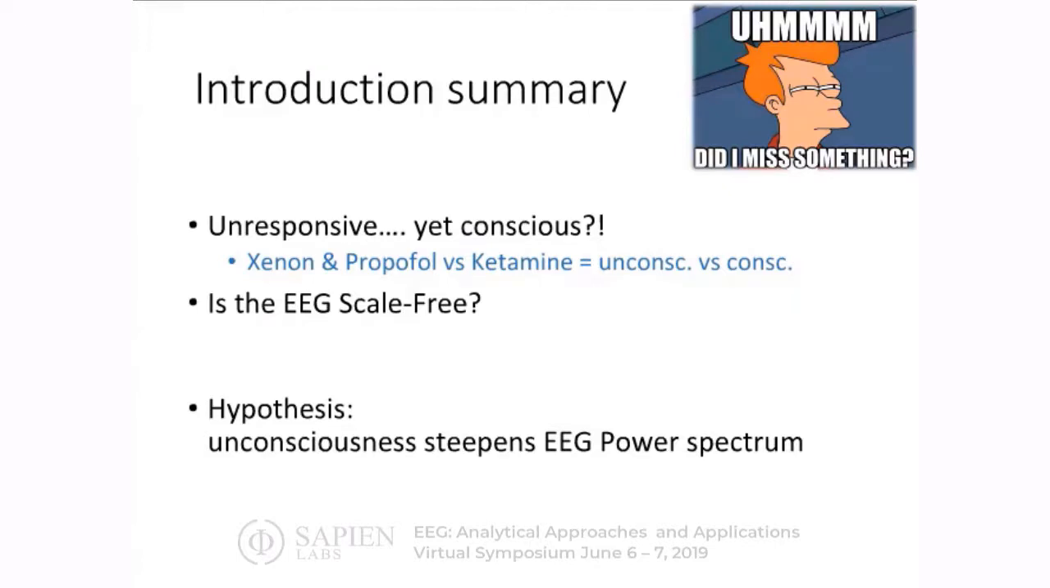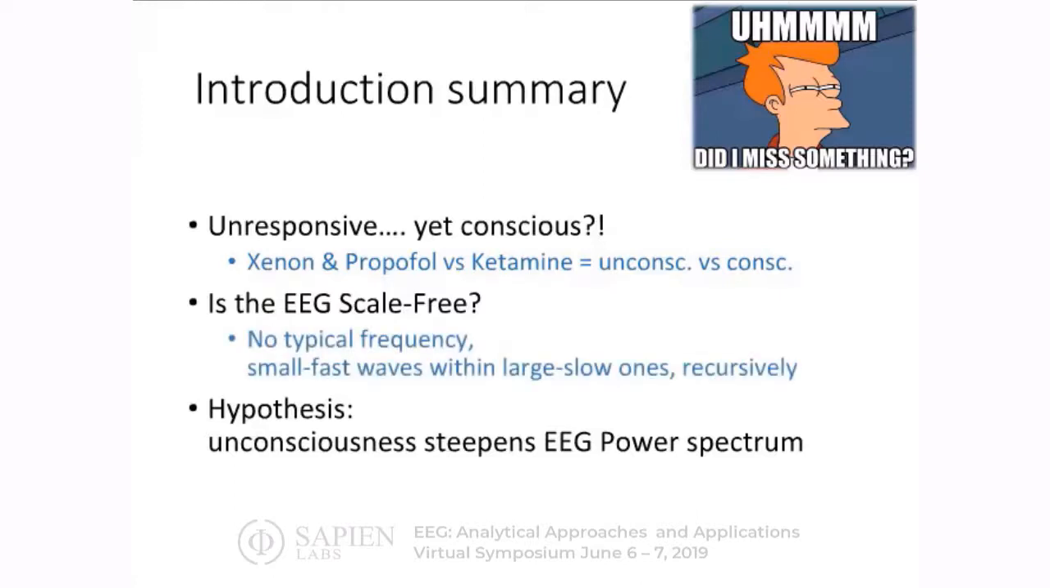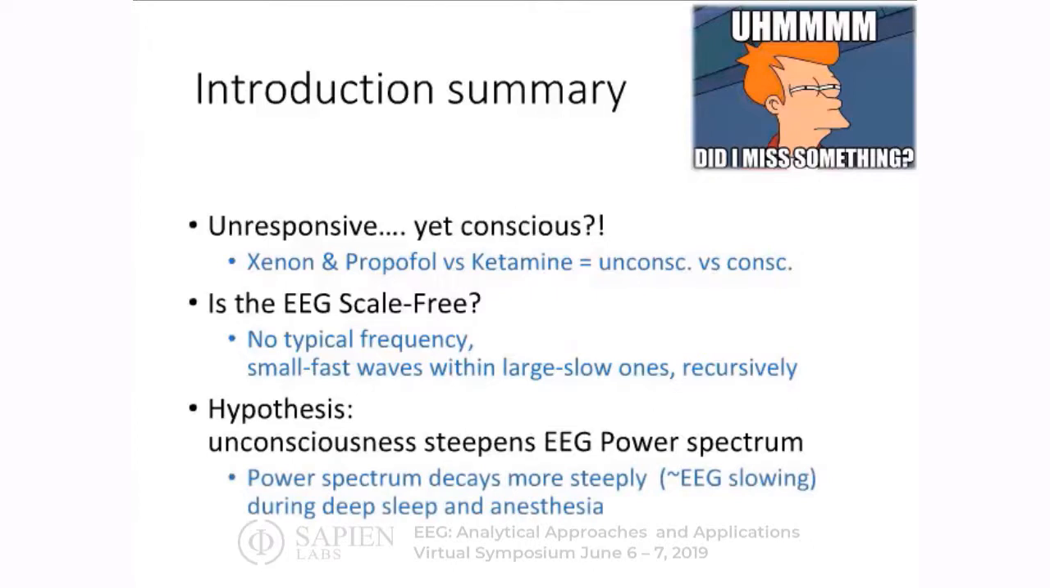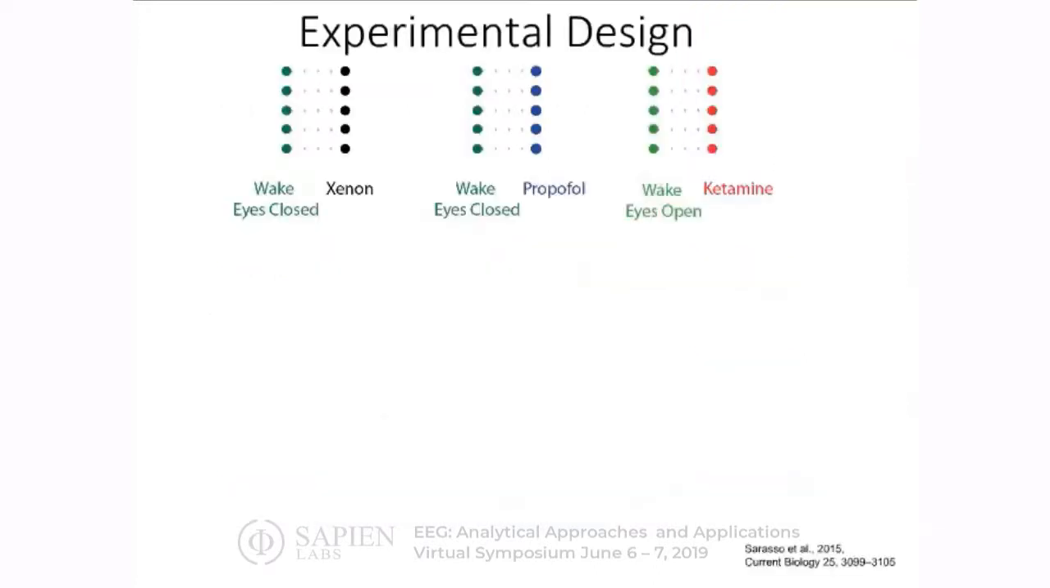So a little bit of summary. We have used three different drugs in healthy participants to yield unconsciousness or a state of dissociated consciousness. EEG has been shown to be scale-free, in the sense that it has no typical frequency, and that small waves are nested within larger ones in a recursive fashion. And our hypothesis is that the EEG steepens the power spectral density, particularly in cases of deep sleep and unconsciousness yielded by anesthetic agents.